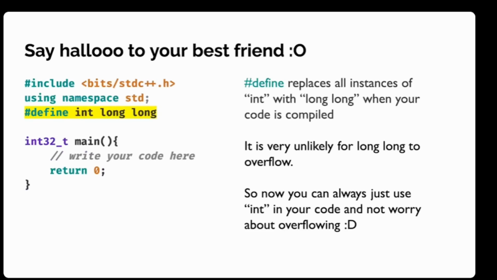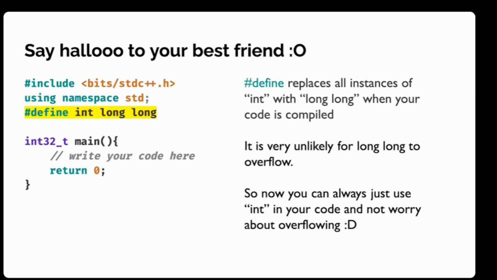So here's your best friend. #define int long long. So it's defined, right? It replaces all instances of int with long long when your code is compiled. So your compiler will read int as long long instead. So now it's very unlikely for your long long to overflow.